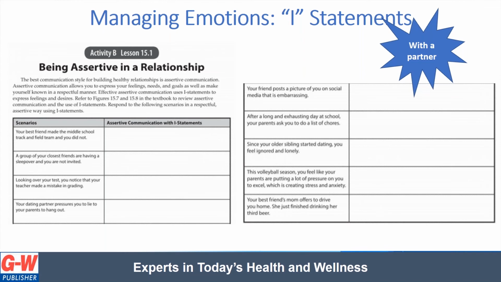So for example, a group of your closest friends are having a sleepover and you're not invited. So allowing time for students to talk with a partner on how they could communicate their feeling using an I statement. And then once students have had a chance to practice with a partner, allowing some time to debrief as a class.